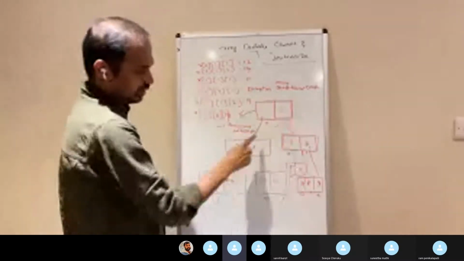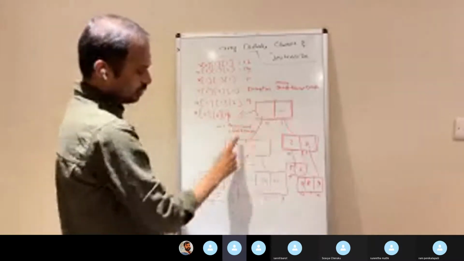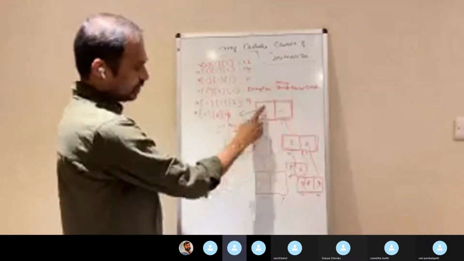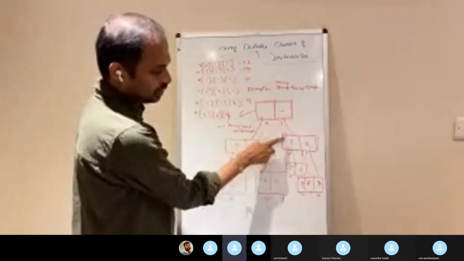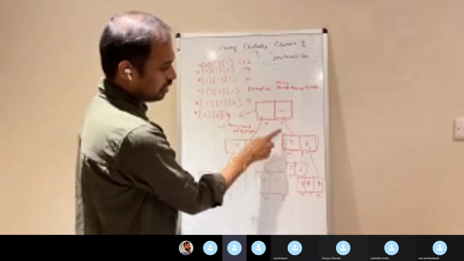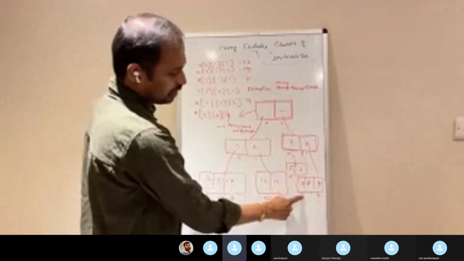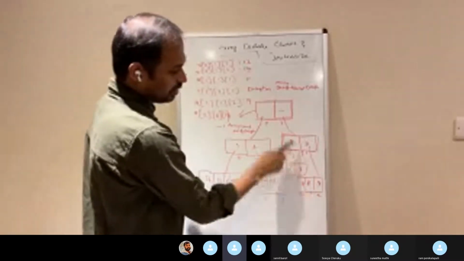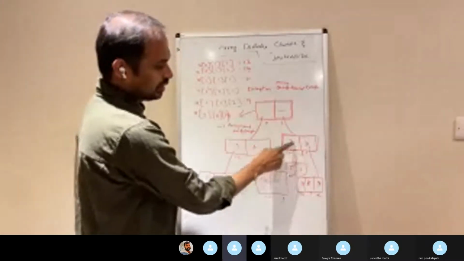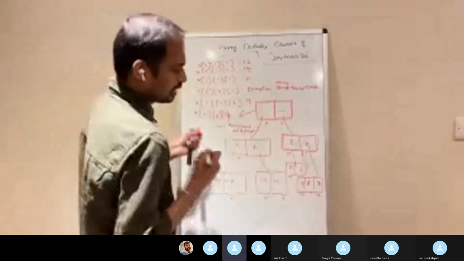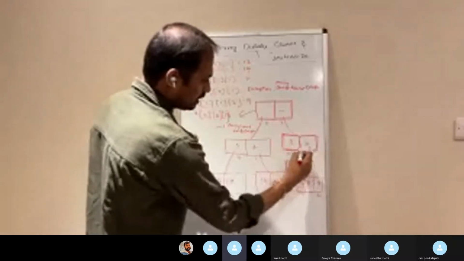0 means it will come this way. 0, 1, 2, what is the value? 14. 0, 1, 1 is 13. 0, 0, 0 is 12. Okay. Same way, 1, 0, 0 is 5. 1, 1, 1 is 8, right? 1, 0, 1, what is the value? 6. Okay, this box is the memory allocation for this one. The memory allocation for this is this one.